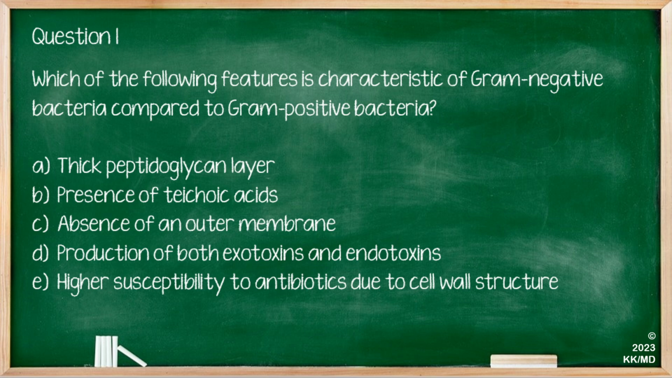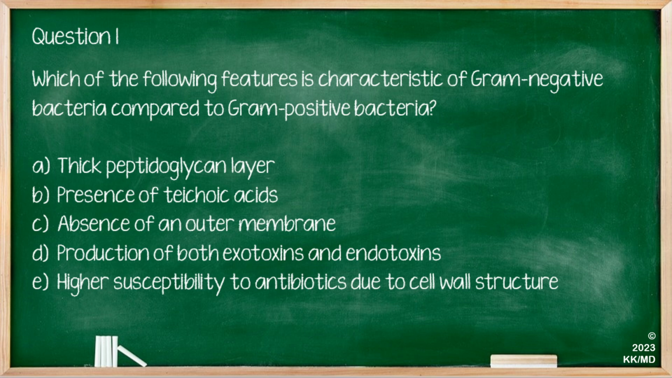So now let's try a question. Which of the following features is characteristic of gram-negative bacteria compared to gram-positive bacteria? So our options are a thick peptidoglycan layer, presence of teichoic acids, absence of an outer membrane, production of both exo and endotoxins, and a higher susceptibility to antibiotics due to cell wall structure.